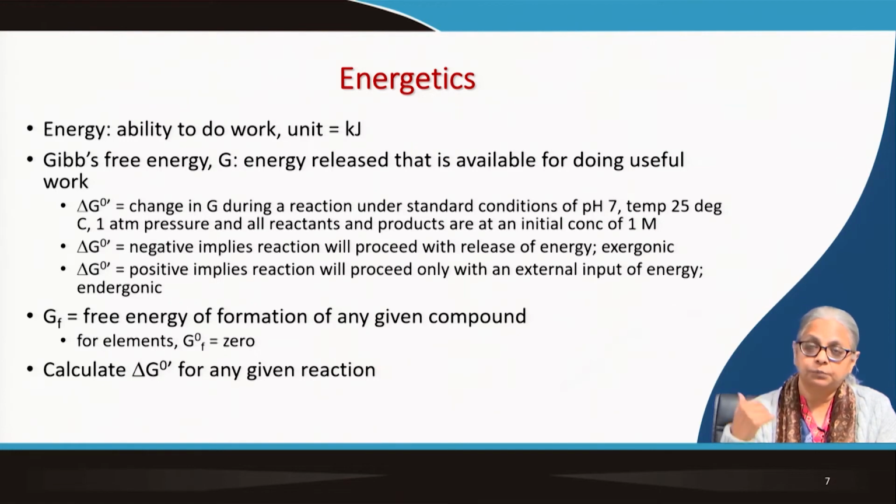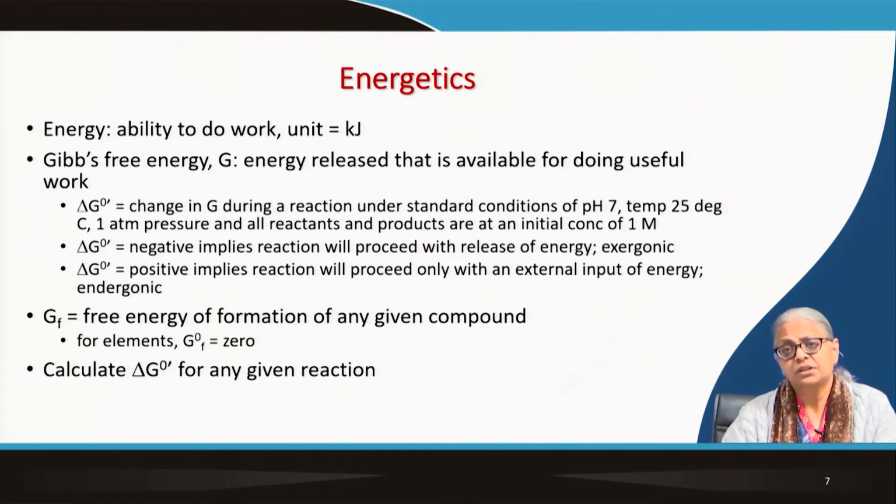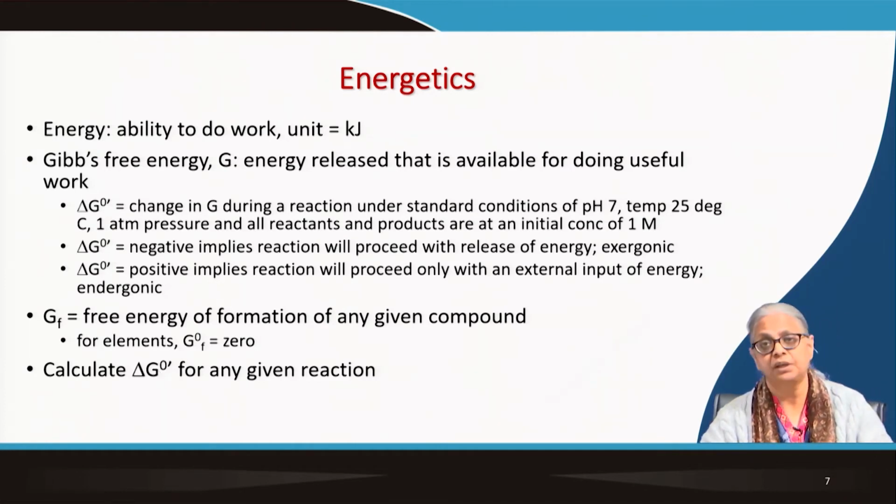So remember, catabolic reactions are exergonic, anabolic reactions are endergonic reactions. In terms of determining delta G0' for any reaction, you need to know the free energies of formation for all the reactants and products. So delta GF is the free energy of formation for any compound. For elements, we assume that the delta G0F is 0. So given this information, you can refer to any standard chemistry textbook and you might be able to find these values and calculate delta G0' for any given reaction.